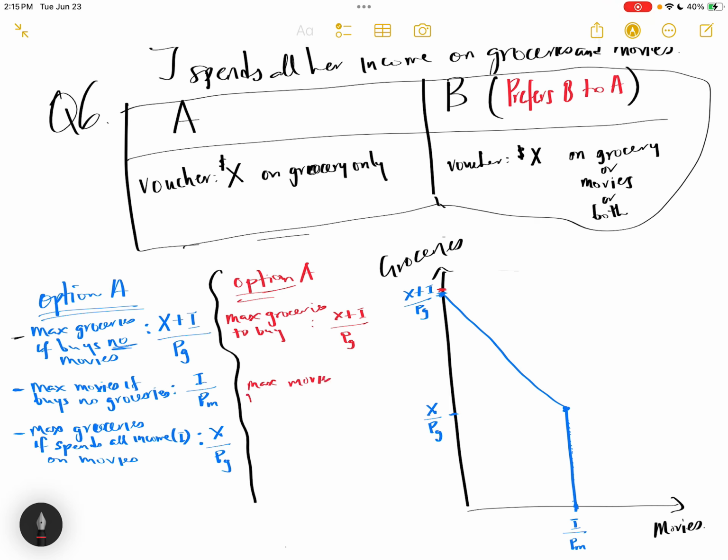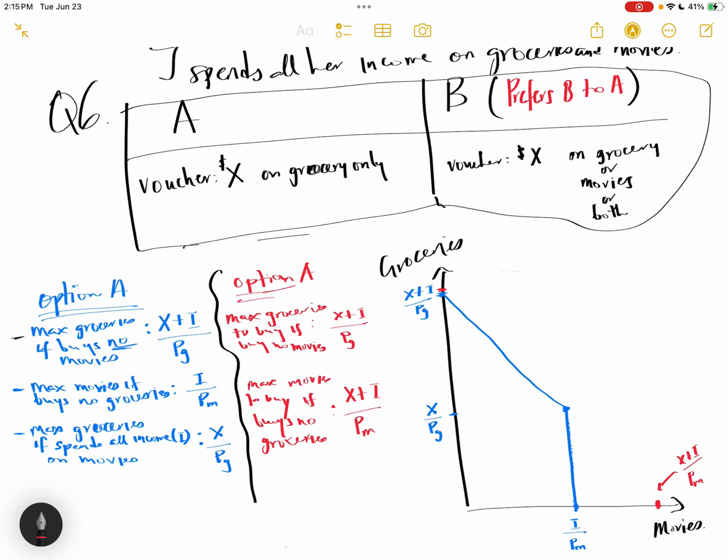Now what about the maximum movies to buy? Well, the maximum groceries to buy if she buys no movies in the first one. And in the second one in red, the maximum movies to buy if she buys no groceries. Well, that will be X plus I divided by price of movies. And so that is right here. I'm running out of space. X plus I divided by PM.